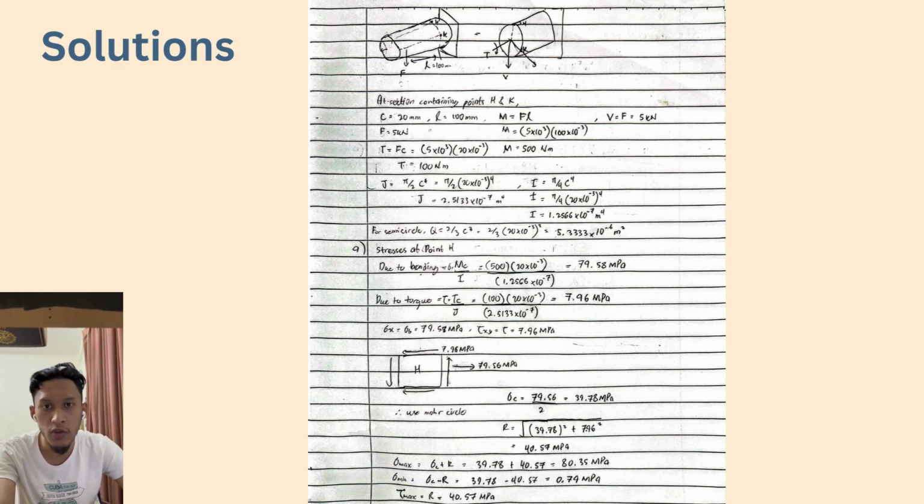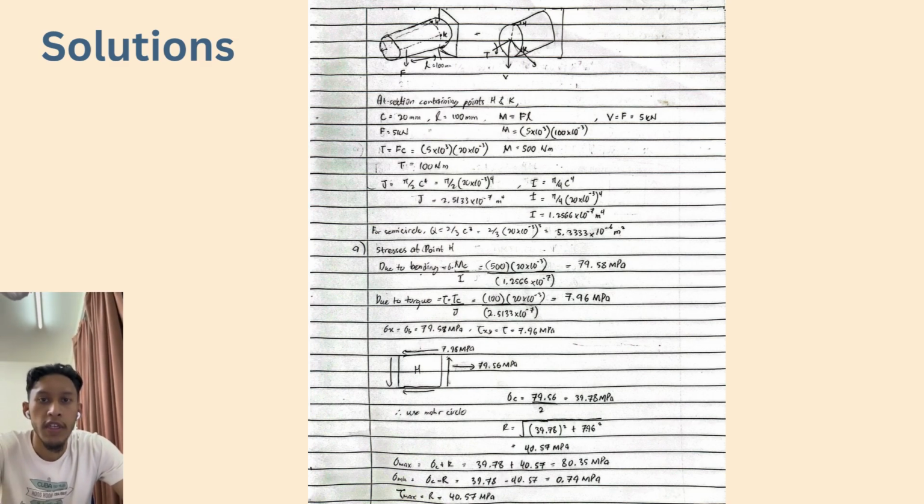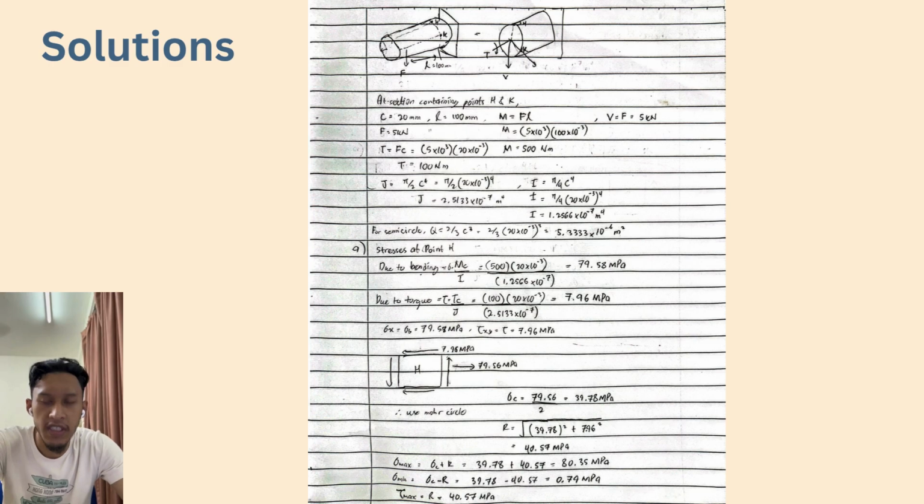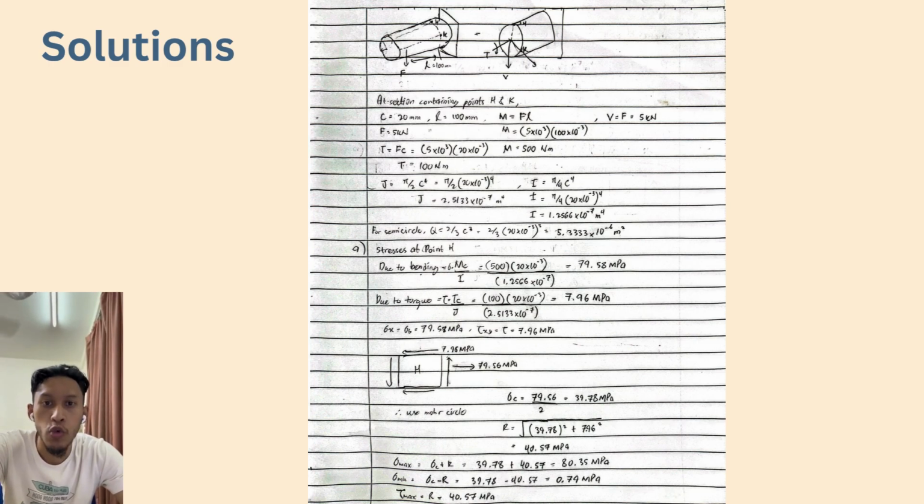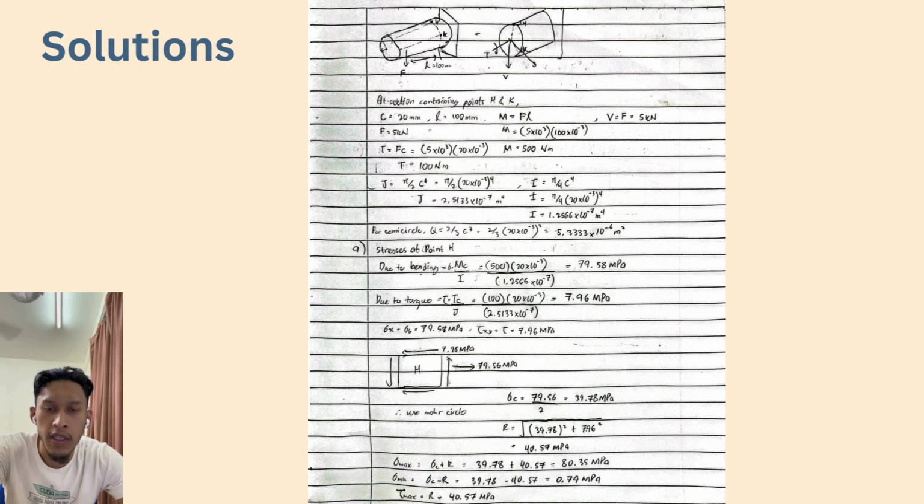So next we need to calculate shear stress from torsion. The formula for shear stress from torsion is TC divided by J. We already calculated T, C and J, and if we substitute the value, we got 7.96 megapascal. So the next step is we use the Mohr's circle. First we need to find the center of the circle, which is stress x divided by 2. We got 39.79 megapascal.